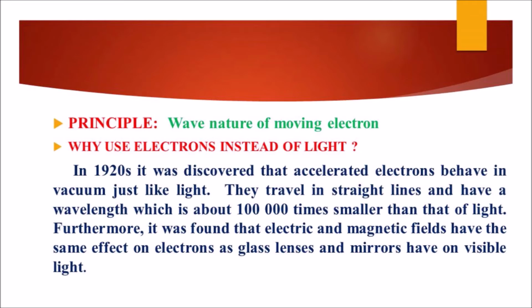Furthermore, it was found that electric and magnetic fields have the same effect on electrons as glass lenses and mirrors have on visible light.